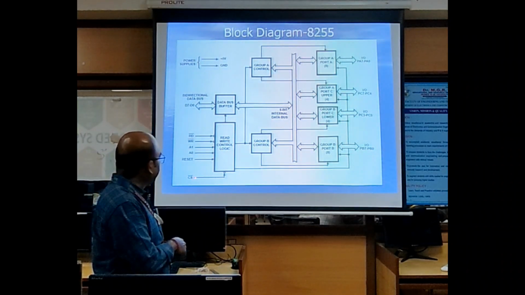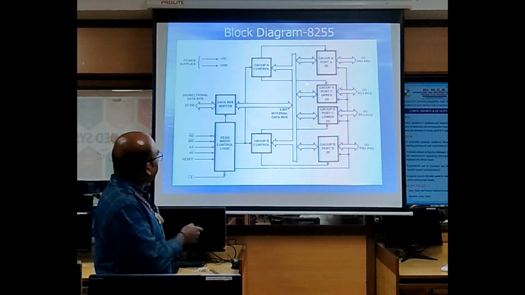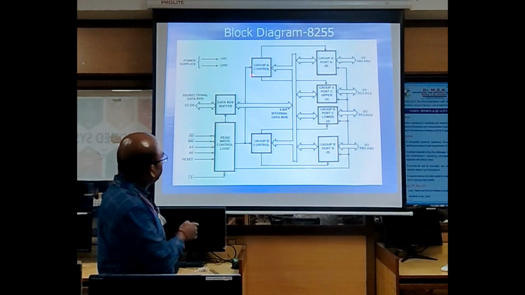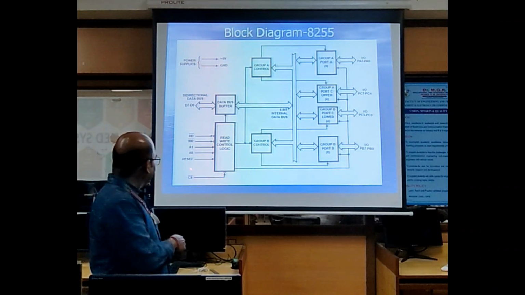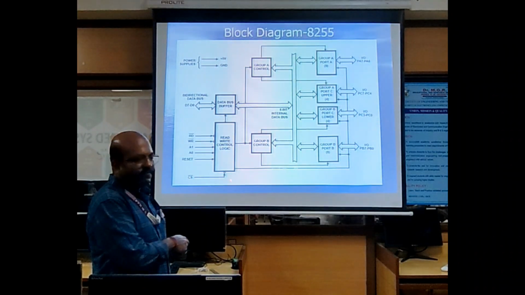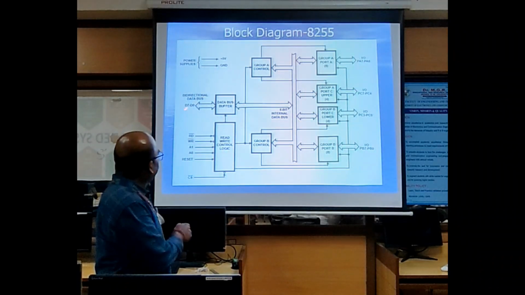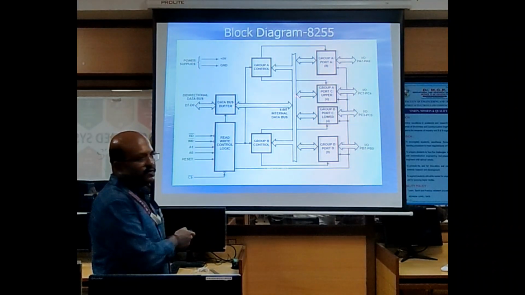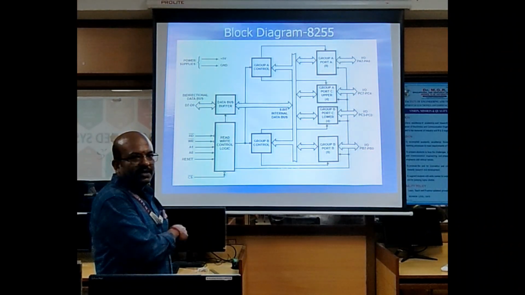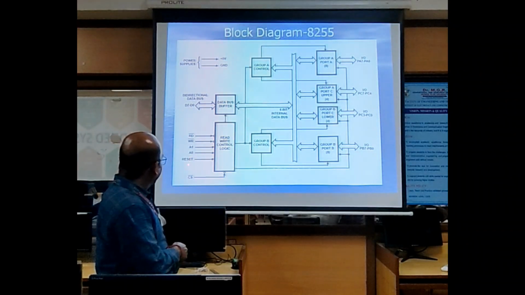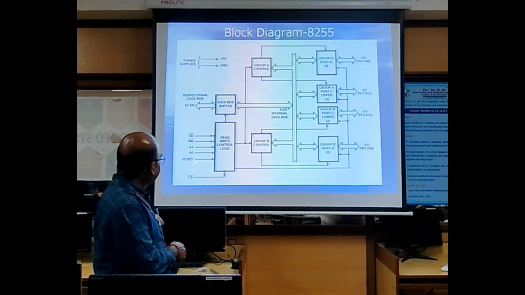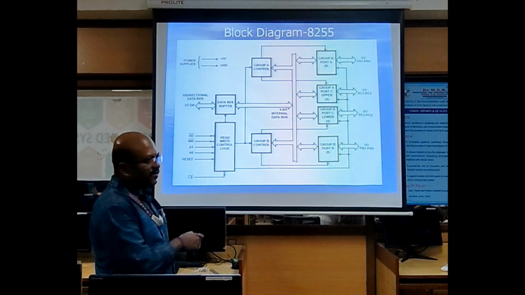And CS bar, chip select. Whenever communication is established between the processor and this interface, this signal will be active low, right? Whenever this signal is low, that time only the communication is established between these 2 different types of peripherals and your processor. And reset, an active high signal, is used to reset this interface.